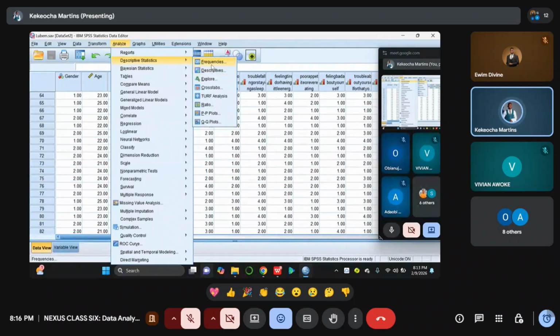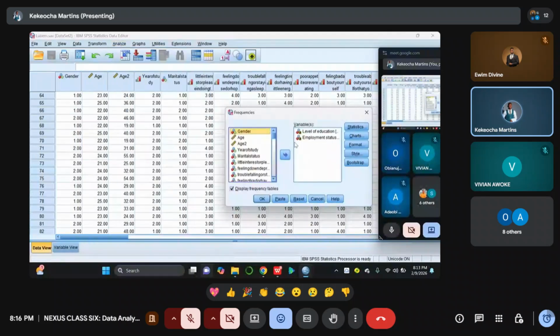You can also choose descriptives. You can choose frequency. Now, when you choose these frequencies, you have to move the age over to the variable side because this is what you want to analyze. If you want descriptive statistics for year of study also, you put it over to this side. So you add what you want to analyze on this side.